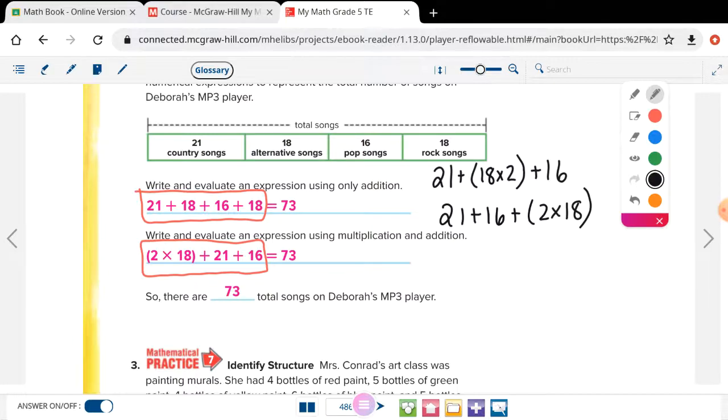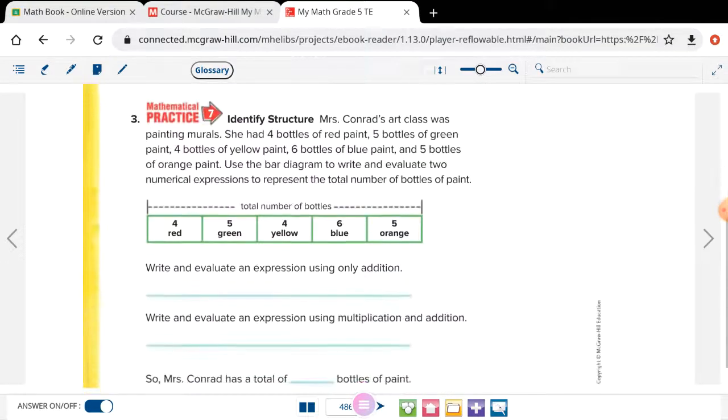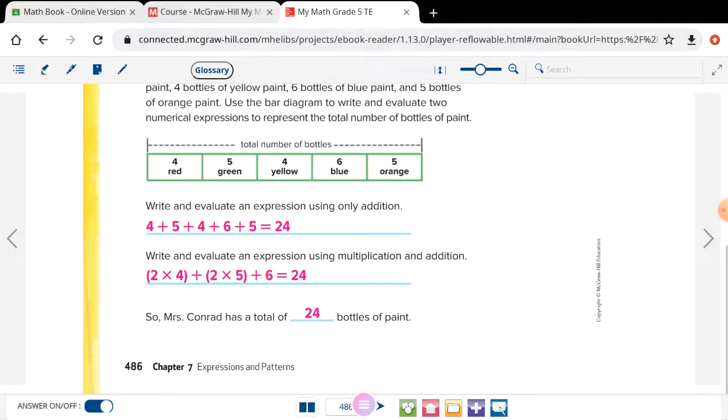Next one, was it an easy one or a harder one? Easier. So you think number 1 was the hardest? Yeah. Okay, there's that one. So 4 plus 5 plus 4 plus 6 plus 5. They just went straight in order. Is it okay if yours are in a different order? Yeah, you should have 1, 2, 3, 4, 5 numbers, 2 4s, 2 5s, and a 6.